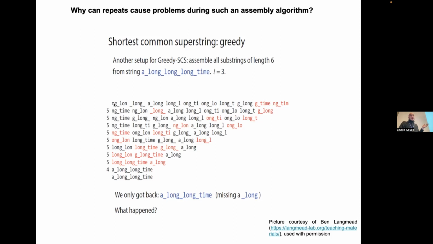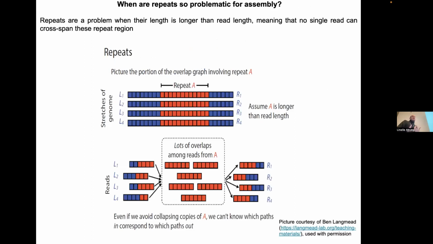If you imagine you take all the substrings of length 6 from this particular sequence, these are sort of sequencing reads, if you want, and you can see them here. If you apply this greedy algorithm with an overlap length of 3, what you get back is a long time. So we're missing a single unit of the repeat, because our length of the overlaps is too short.